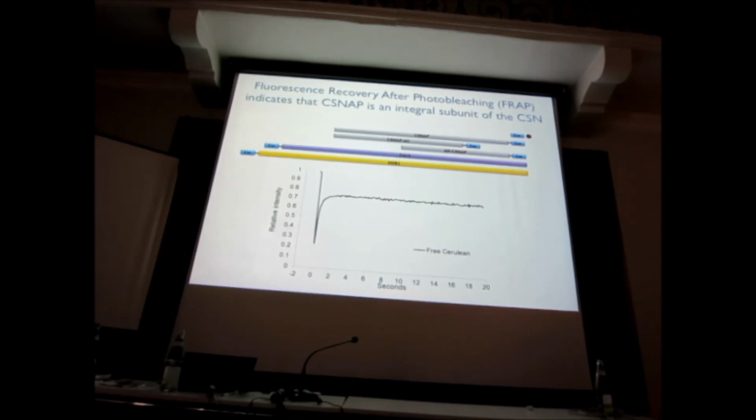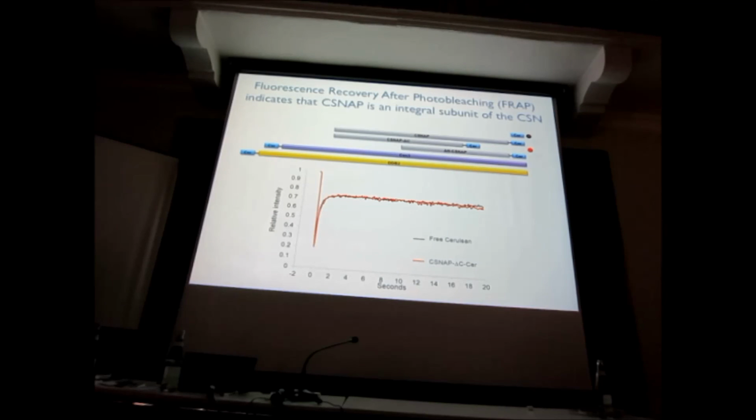So we started by looking at the control of the fully mobile monomeric protein. And you can see that if we remove the C-terminal region of CSNAP, which we already showed by biochemical assays is necessary for incorporation into the complex, it behaves exactly like a free cerulean. So without the C-terminal region, CSNAP is not part of the signalosome complex. However, full-length CSNAP and CSNAP missing the N-terminal and CSN3 have a similar mobility, which is different from DDB2. Again, showing also within cells that CSNAP is an integral subunit.